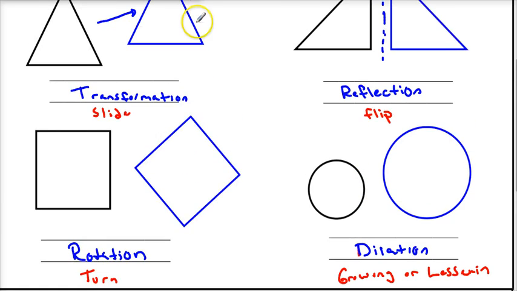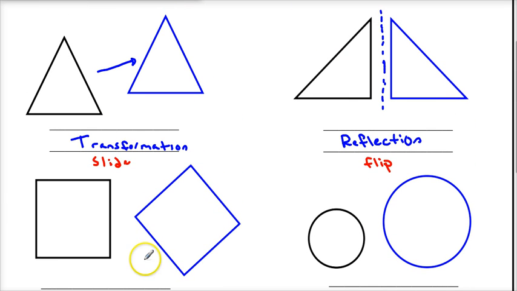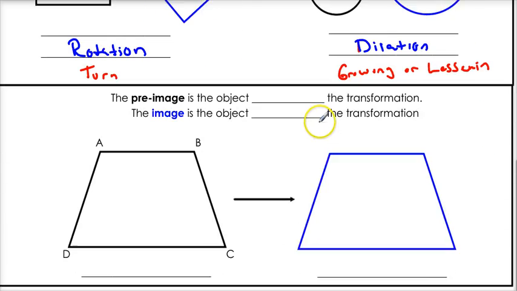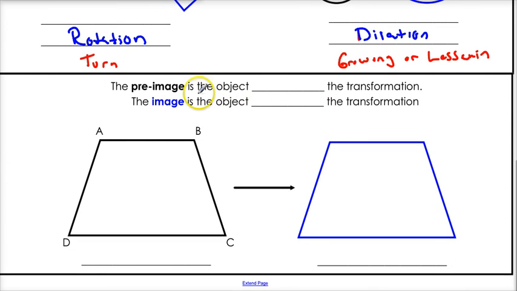Don't forget that. For these three, the size of the shapes never change, right? If you look, when I slid it, when I flipped it, when I rotated it, the size stayed the same. There's just orientation changed. The dilation, the size changes. Don't forget that.